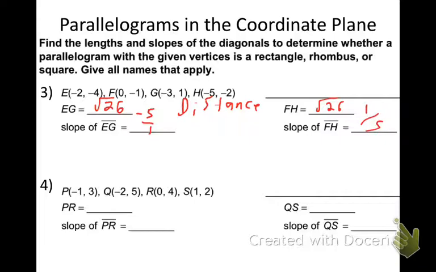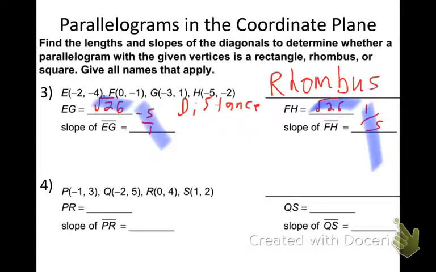So now we look at them. Are my distances the same? Yes. Are my slopes negative reciprocals? Yes. So they are congruent. They are perpendicular. I have a rhombus. And then look at number 4.